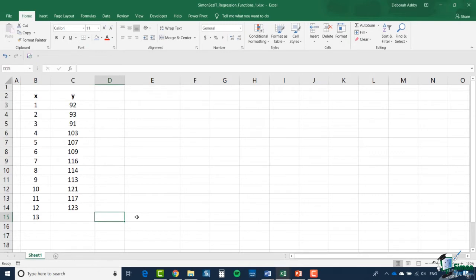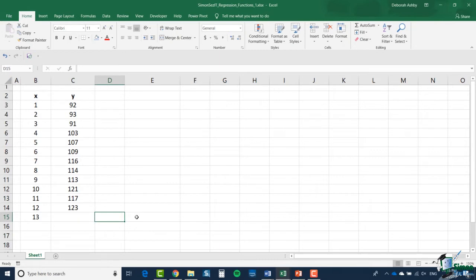Now you might look at the figures in column C and say, well, I don't really know. The values of Y tend to be going up, but they don't seem to be going up in any straight and even fashion. What we need to do is find a function which will predict or forecast the value of Y when X is 13.